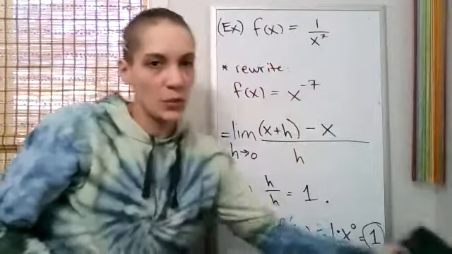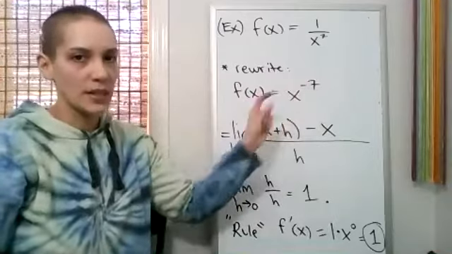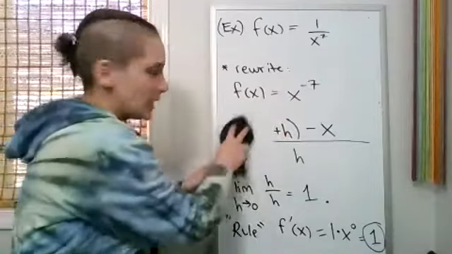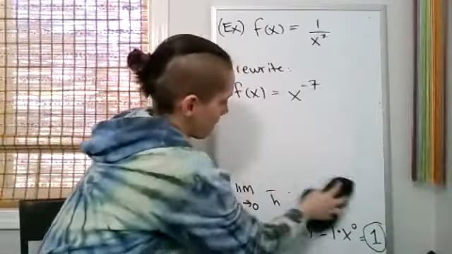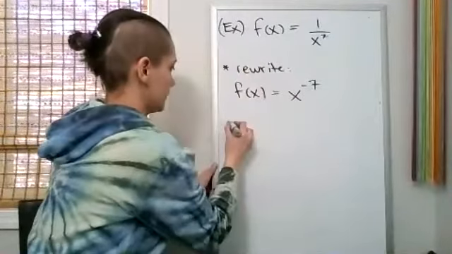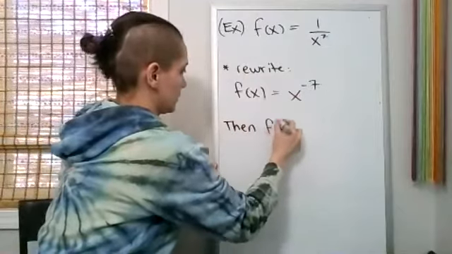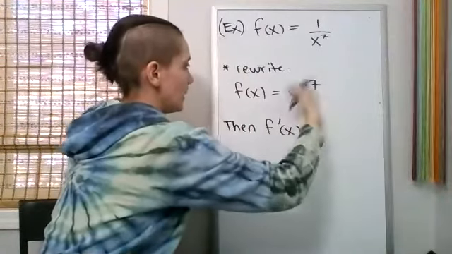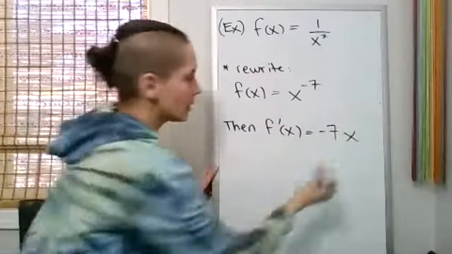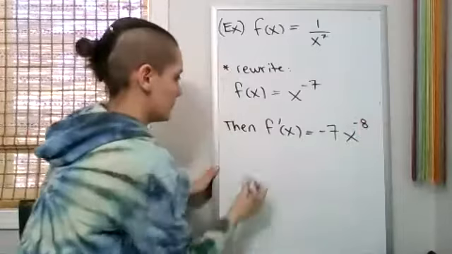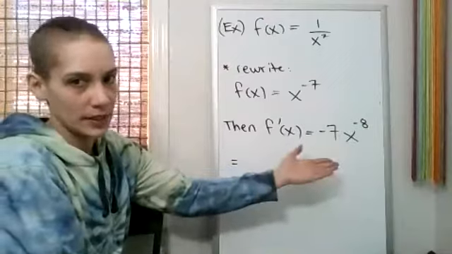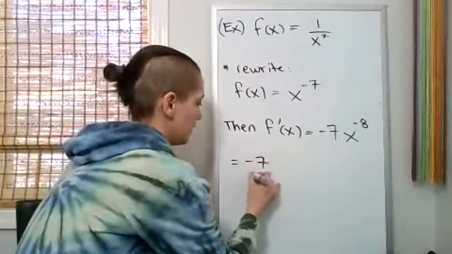So for a lot of these, you want to write them as x to some power if you can, and then you can use the power rule. So rewrite your function, then take the derivative. Bring down -7, multiply it with x to the power of -7 minus 1. And usually you want to rewrite the problem so it's easy to read. So -7 over x to the 8th.